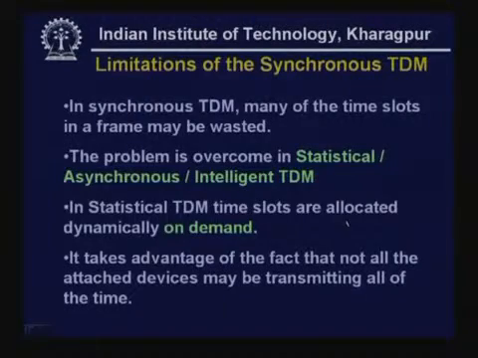How do you overcome it? This limitation is overcome by using a technique known as statistical time division multiplexing. It is also known as asynchronous time division multiplexing or intelligent time division multiplexing. The wastage that happens in case of synchronous time division multiplexing, which we usually refer to as TDM, is overcome in statistical, asynchronous or intelligent time division multiplexing.